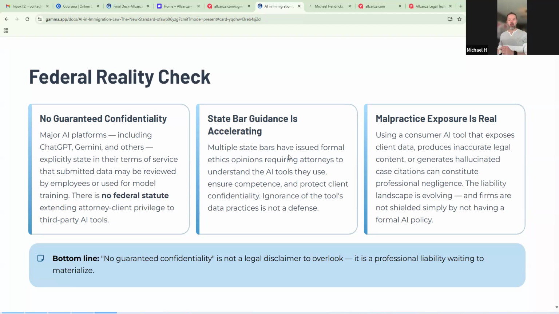And the same is true here. So the bottom line is no guaranteed confidentiality. It's not a legal disclaimer to overlook. It's a professional liability waiting to happen. And for you, this means your information, your data, your storage, the methodology by which the attorney is doing their work, the way their result comes out, all of those things are in jeopardy when using open source AI.